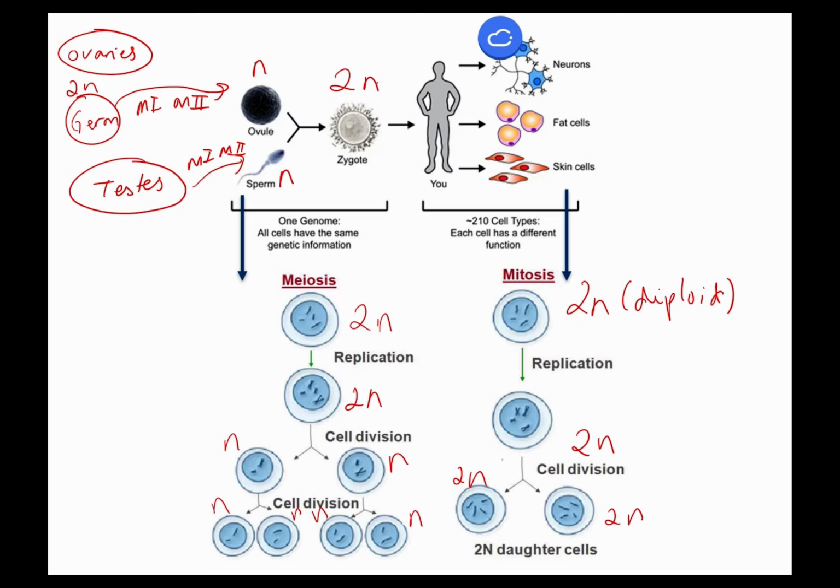Now this zygote will divide via mitosis the entire time. There's no meiosis going on. Mitosis the entire time, G1, S, G2, M, G1, S, G2, M, as you learned last class, and it will differentiate and will become an entire organism. So this is how mitosis and meiosis work in terms of differences and when and where it happens.